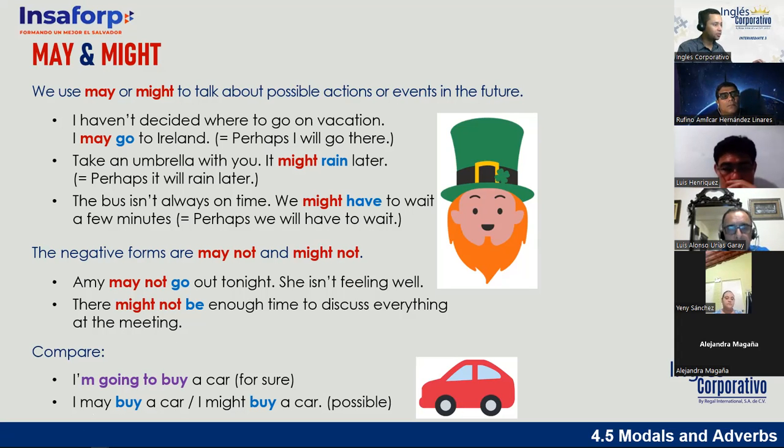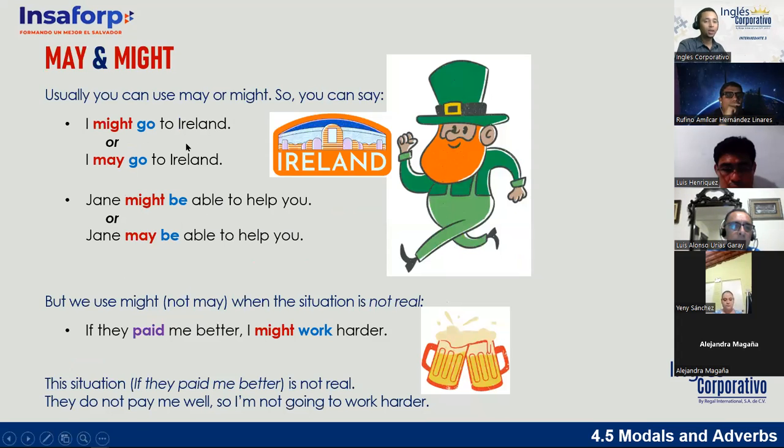I forgot the red color here. Give me a moment. Okay, we see. When you say I may buy a car or I might buy a car, we are talking about a possibility only. We are not sure. Now, usually you can use may or might. So you can say, I might go to Ireland or I may go to Ireland. Another example, Jane might be able to help you, or Jane may be able to help you.